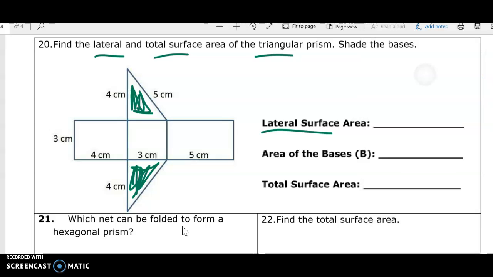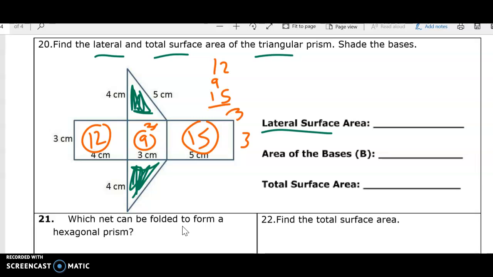We are going to take this 3 and put it here. So this is 3 by 4, which is 12. This is 3 by 3, which is 9. And this is 5 by 3, which is 15. And so my faces are 12 and 9 and 15, which is 36. So my lateral surface area is 36 centimeters squared.